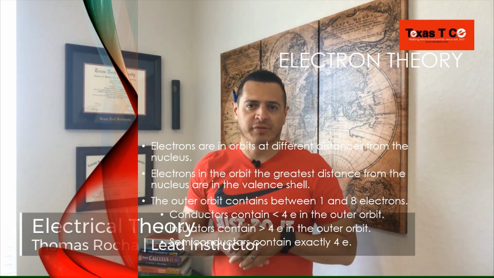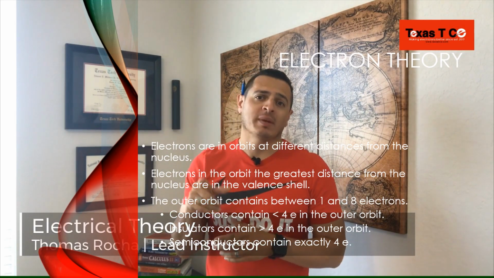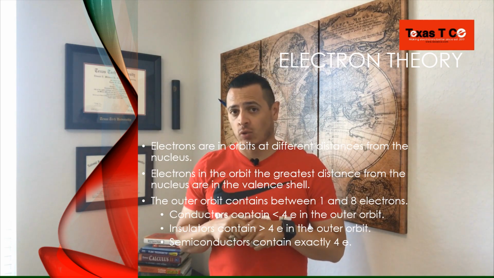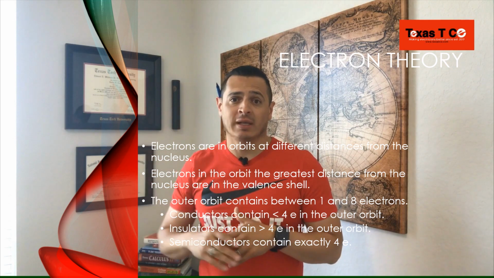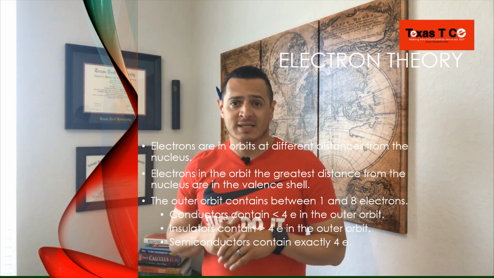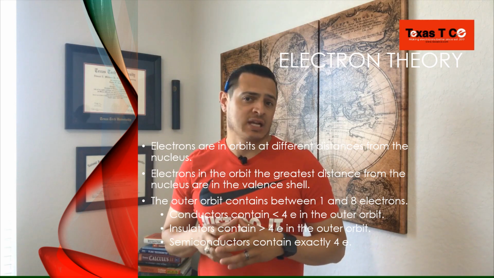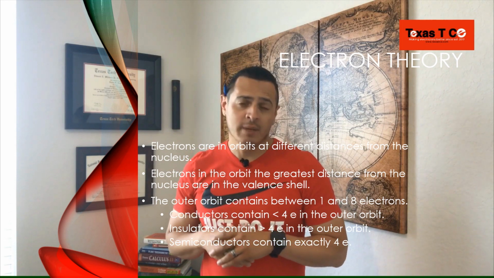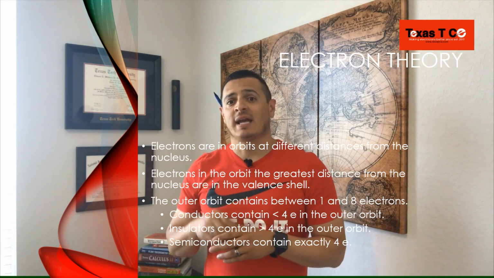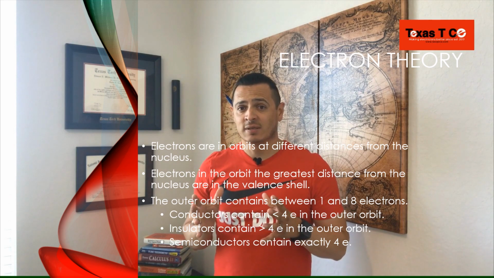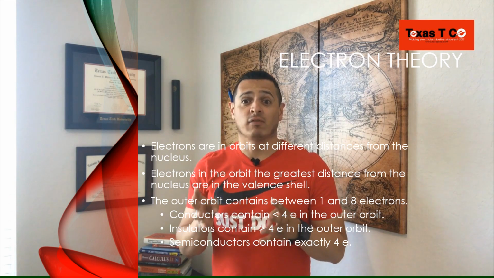More on electron theory. Electrons are in orbits at different distances from the nucleus. Electrons in the orbit the greatest distance from the nucleus are in something called the valence shell. The outer orbit contains between 1 and 8 electrons. Conductors contain less than 4 in the outer orbit. Insulators contain more than 4 in the outer orbit. And semiconductors, well, they contain exactly 4.